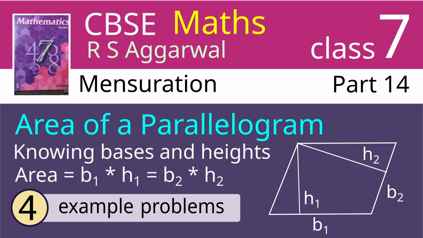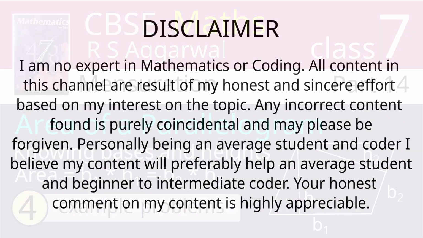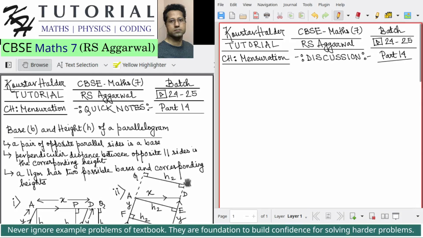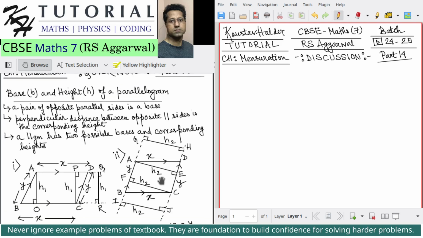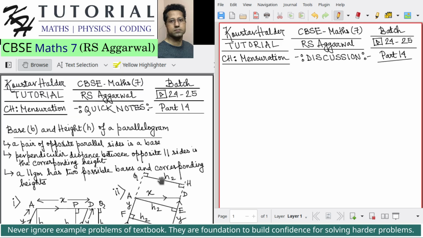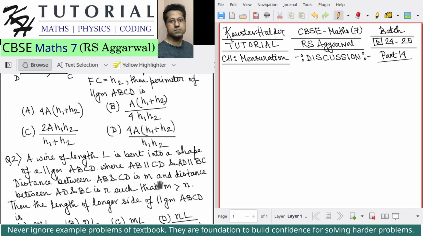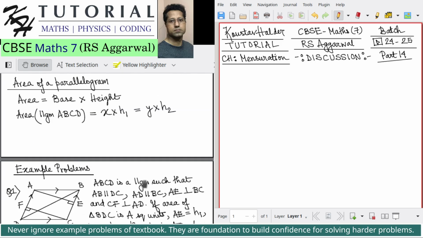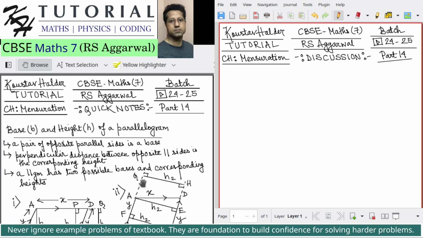About area of a parallelogram. Okay, so on the left hand side I have prepared quick notes about the concept of finding the area of a parallelogram, and at the end I have 4 example problems that I will solve and discuss on the right hand side. Okay, so to understand the area of a parallelogram, we need to first understand what is a base and height of a parallelogram.